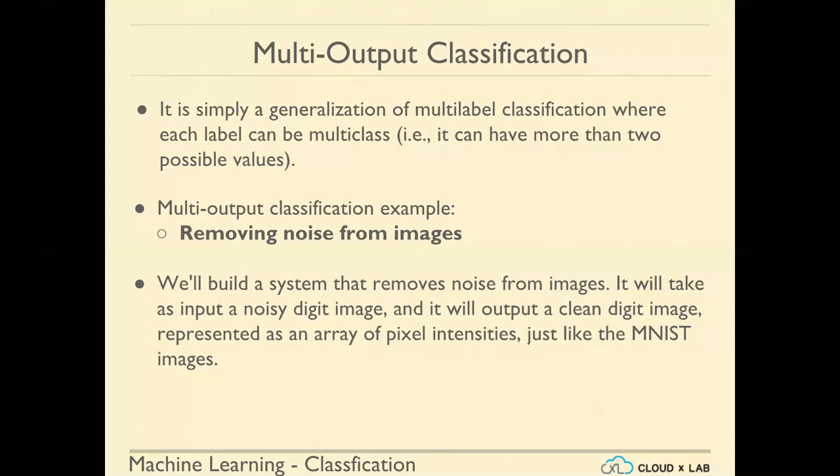So for multi-output classification, the example we are going to take is a very strange one, called removing noise from the images. First we will build our own data by putting noise into the images, and then since we know the original image and we know the noisy image, we will train our classifier to clean up the image.